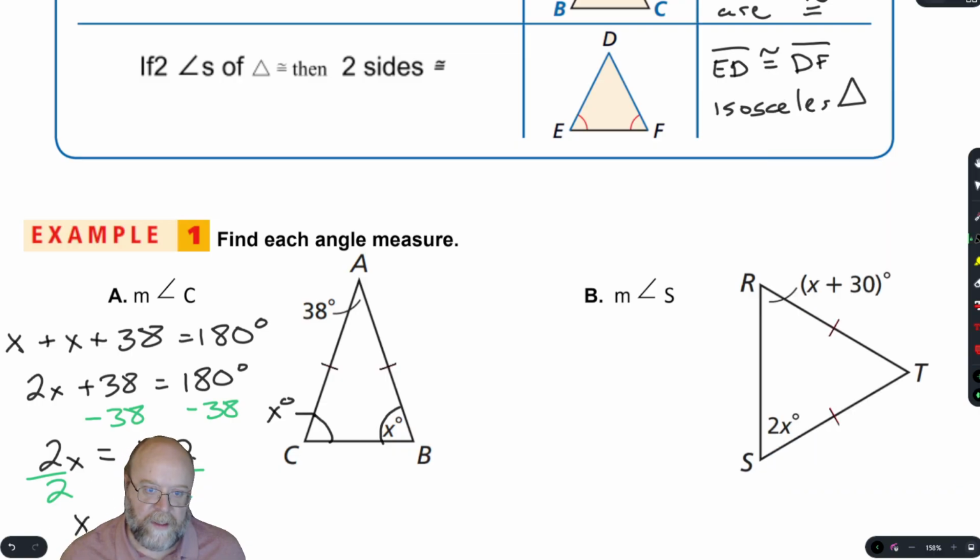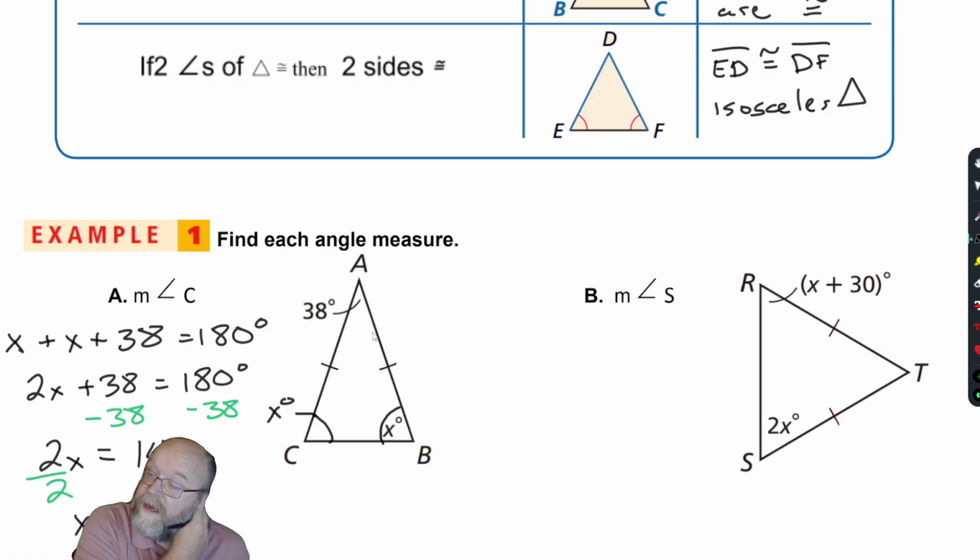And we get x is equal to 71 degrees. So 71 degrees, 71 degrees, 38 degrees. Plug it back in. Make sure it adds to 180 if you want. It's a good check. All right.